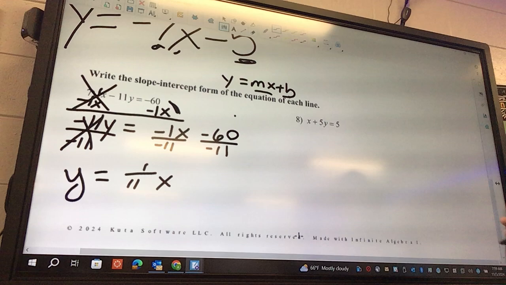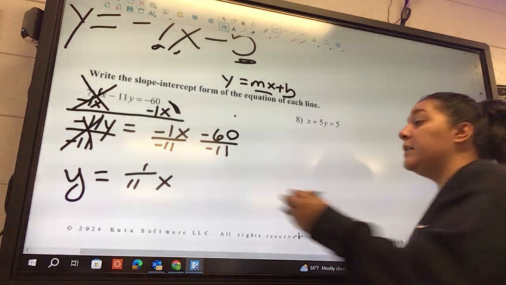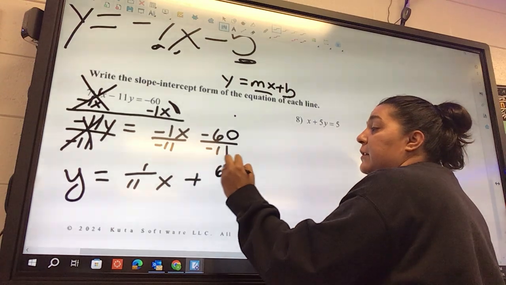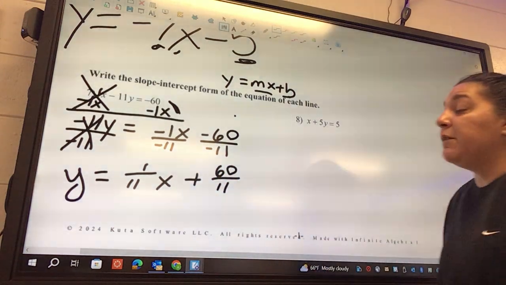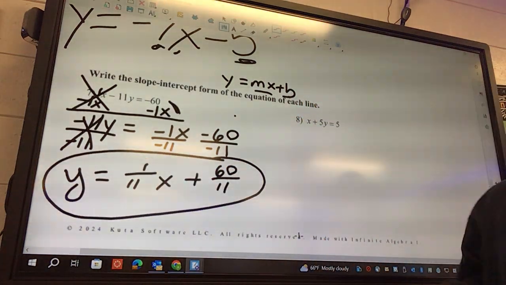60 over 11. So if there's no number on your calculator, if there's not a minus anywhere, then it means it's a plus. So we're going to say plus 60 over 11. Now, sometimes the fractions are going to reduce. In this case, they did not. Okay, and if we look at it, our thing matches up.